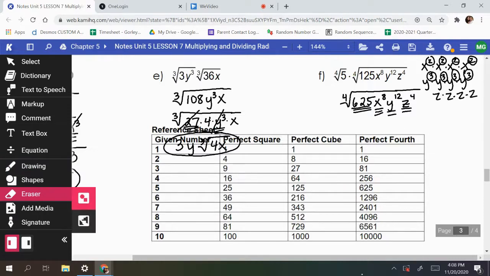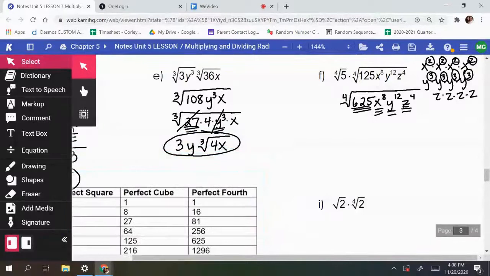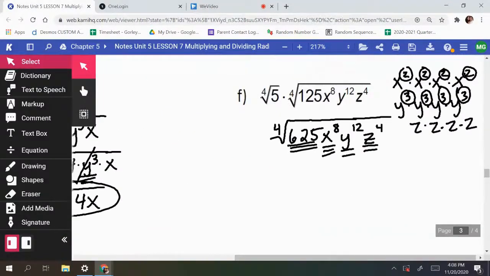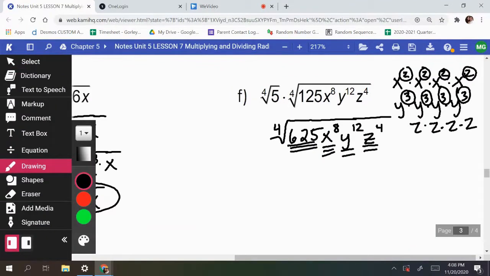Okay, so let me get my perfect numbers out of the way. I'll zoom in here. We said that 625 was a perfect fourth of 5. That comes out. We said that x to the 8th was a perfect fourth of x squared. We said y to the 12th was a perfect fourth of y cubed. And we said z to the 4th was a perfect fourth of z.